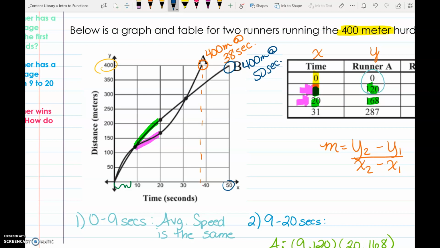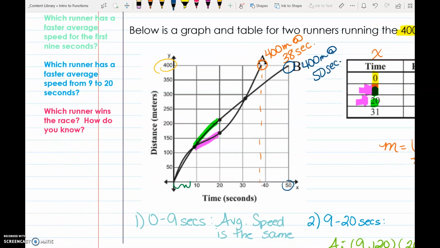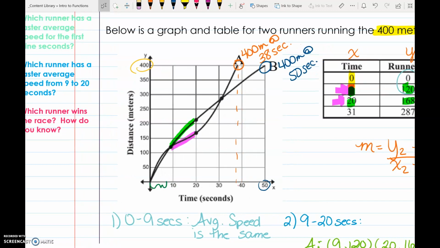So who finishes first? Am I looking at the lower number or the higher number? Because I'm thinking racing. Don't I want a bigger number? Well, if we look, it's all about who finishes faster. So who's finishing the race at the faster time? Runner A at 38 seconds. So runner A is our winner.